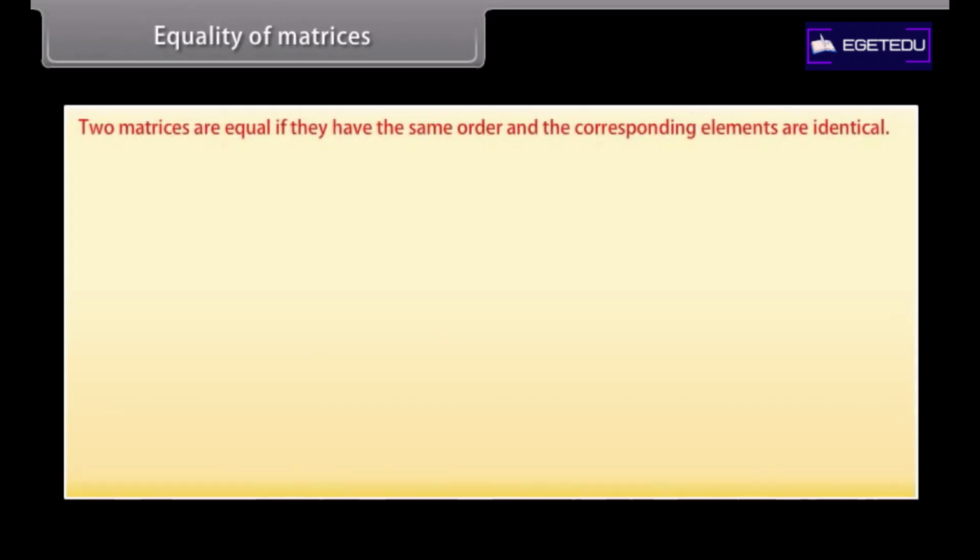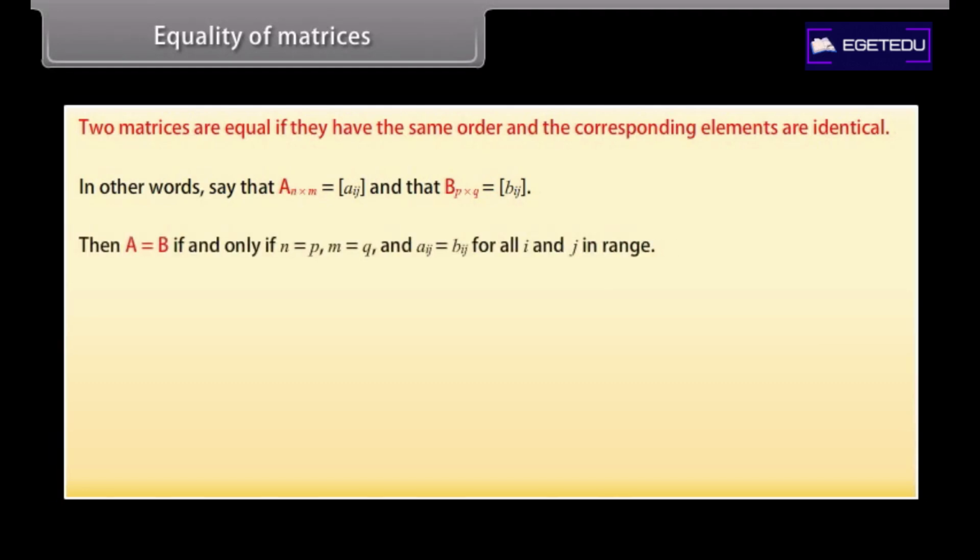Equality of matrices. Two matrices are equal if they have the same order and the corresponding elements are identical. In other words, say that A = [aij] of order n by m and B = [bij] of order p by q, then A is equal to B if and only if n is equal to p, m is equal to q, and aij is equal to bij for all i and j in range.